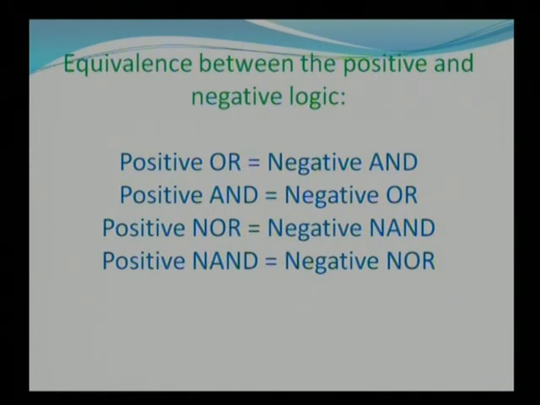It becomes tough if you just read this, but I will tell you how to present positive OR equal to negative AND. Let me prove this first line and then you may understand the other 3 lines: positive AND equal to negative OR, positive NOR equal to negative NAND, and positive NAND equal to negative NOR. It is somewhat difficult to understand by listening, so we will prove positive OR equal to negative AND on the board.